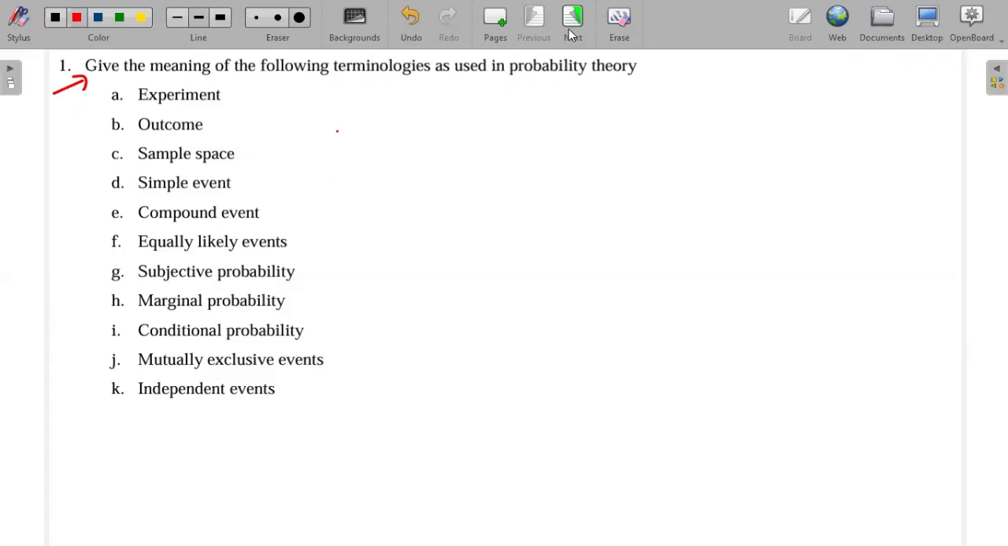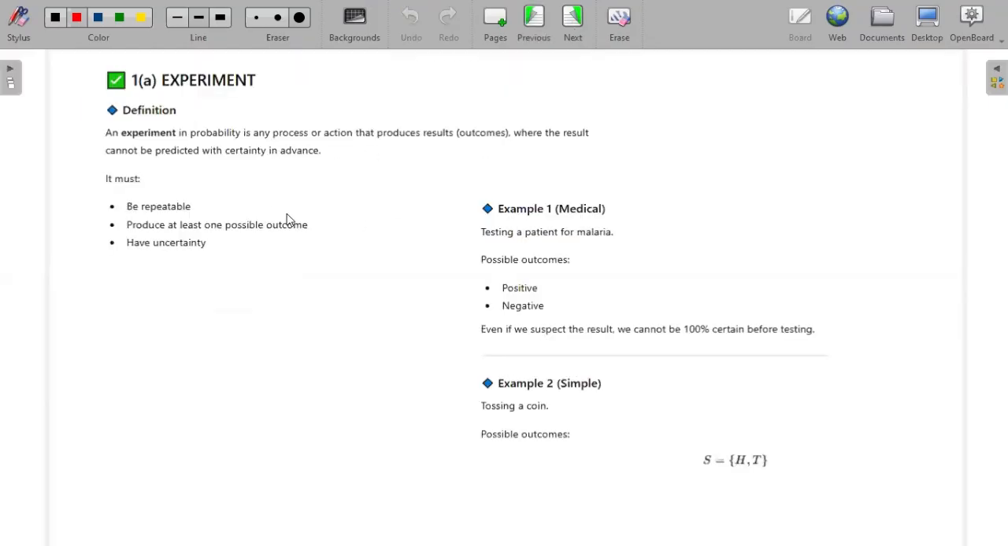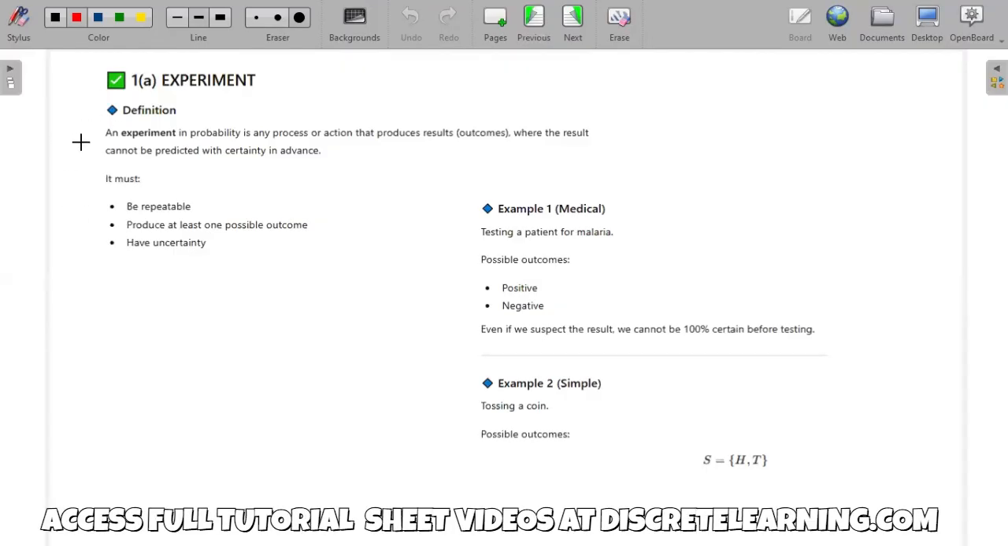So we start with the experiment here. I was writing down the definitions so that you can also be reading through them as we discuss them. So what is an experiment in probability theory? An experiment in probability is simply a process or an action that produces results. Any process that will produce results or outcomes is what we are calling an experiment. These results cannot be predicted with certainty in advance.